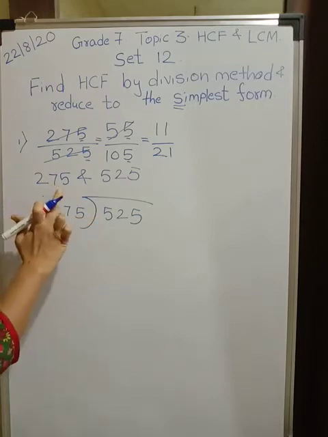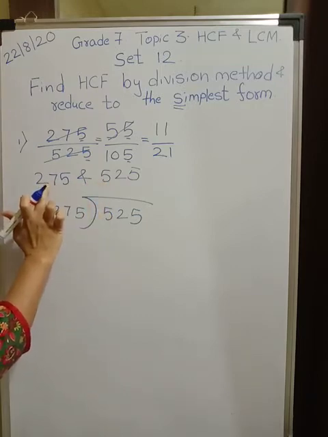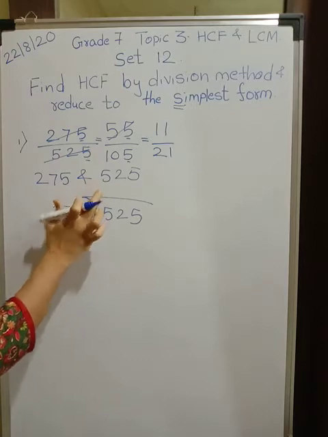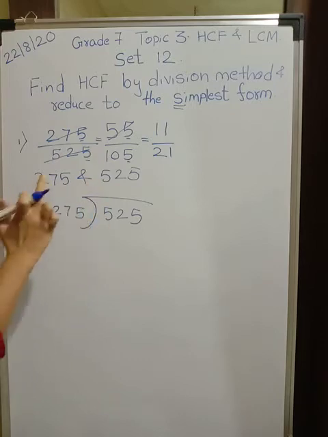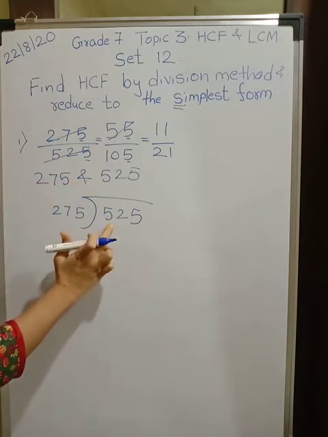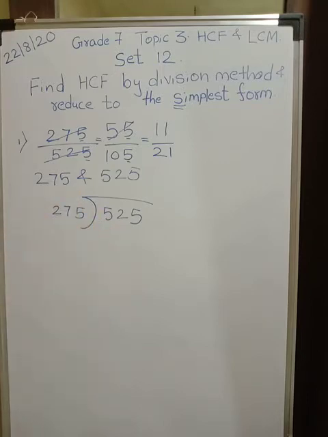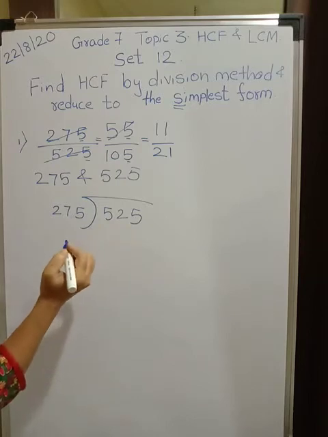So what I am telling you, you write these numbers. You have to find HCF of these two numbers. Then see which is bigger. The larger number will always act as the dividend and the smaller number will act as the divisor. Now see the division method. First you divide this. What will we get?